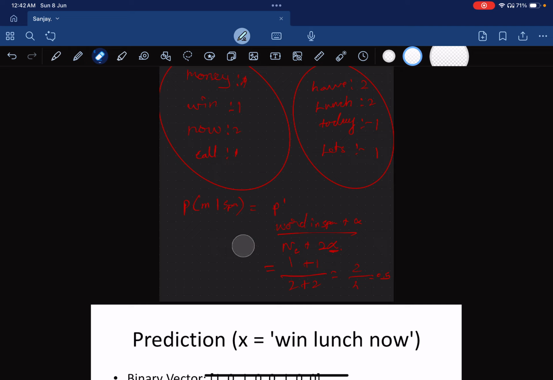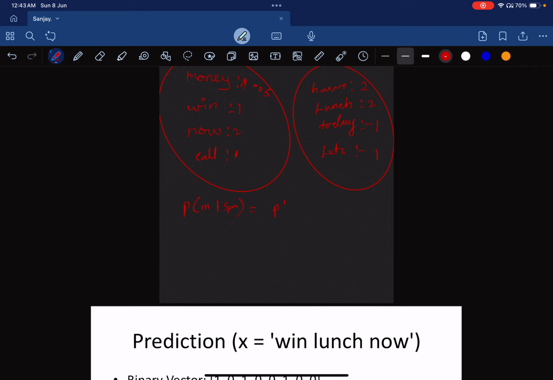Similarly, what if the word money does not belong to that class? What is the probability? There are only two cases, right? The word money is either present in that class or not present in that class. So if the probability of being present in that class is 0.5, then the probability of that word not being present in that class is also 0.5.